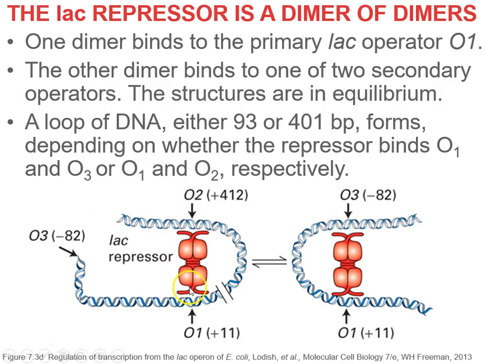So when the O1 and the O2 binding forms, there's a DNA loop that forms. Actually that's a big DNA loop, a 401 base pair loop. The other way that the Lac repressor can bind is that the dimer can bind to O1 and the other dimer can bind to O3, and that forms a smaller loop of 93 base pairs. So these actually can kind of switch back and forth, but notice there's always a dimer bound to O1. Sometimes the other dimer is bound to O2 and sometimes it's bound to O3.